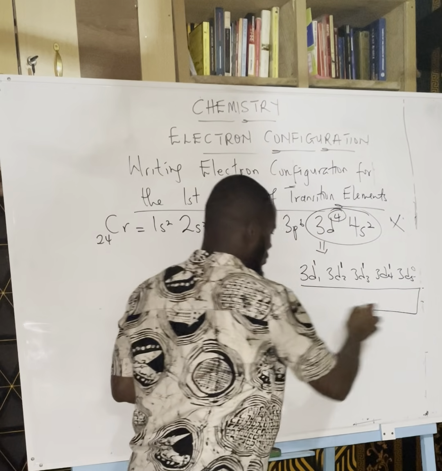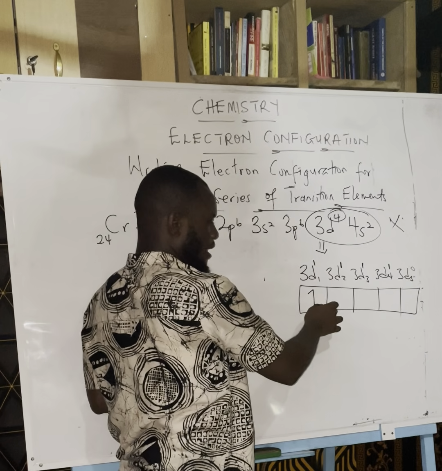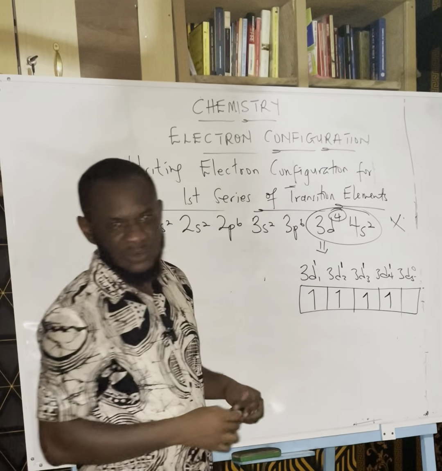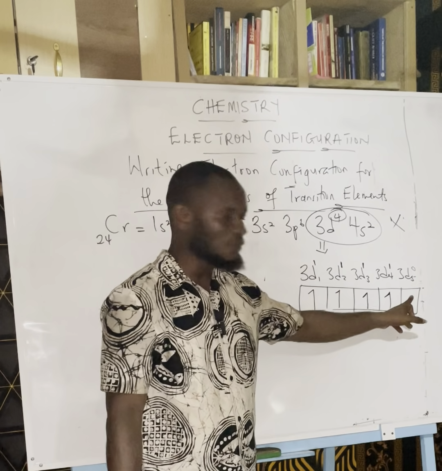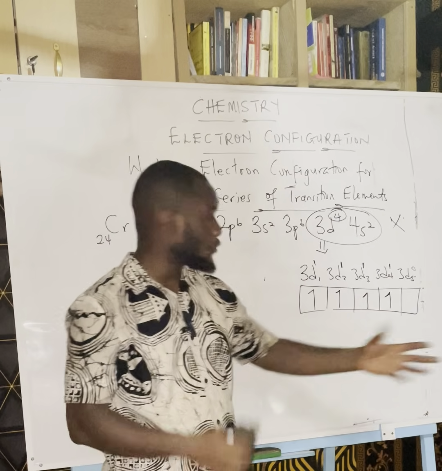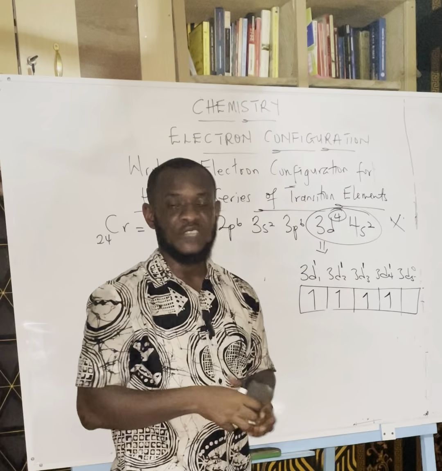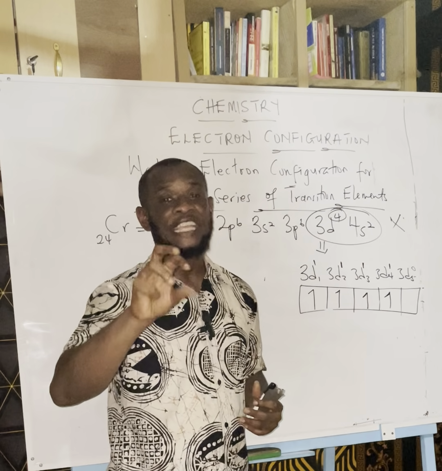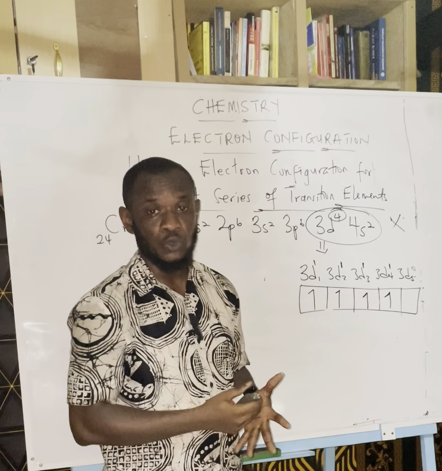Let me use the box for you to explain. So this means this one is having 1 electron, 1 electron, 1 electron, 1 electron. It means all the orbitals are having 1 electron with the exception of what? The 3d5. And that causes what? Confusion. Because as human, if you give birth to 5 children and you are able to buy 4 items for 4, what will the last child do?